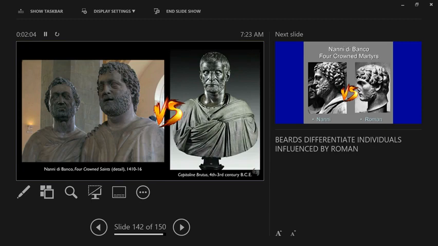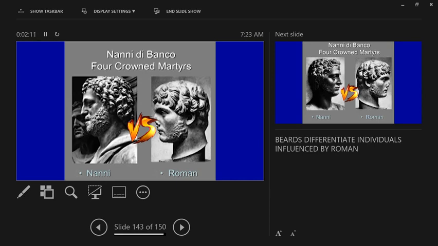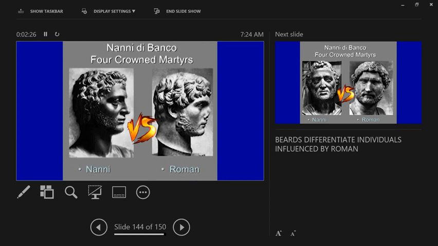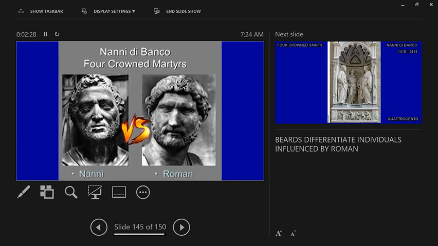The beards are influenced by the Roman sculptors. Each of these beards is different. They differentiate the different individuals in there. So it's not like the artist only knows how to carve one beard on a figure, but he carved different beards on different figures. And all of them have references in Roman art.